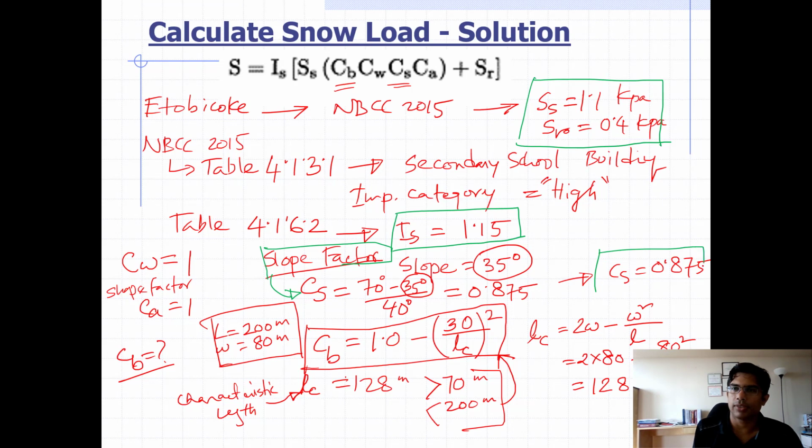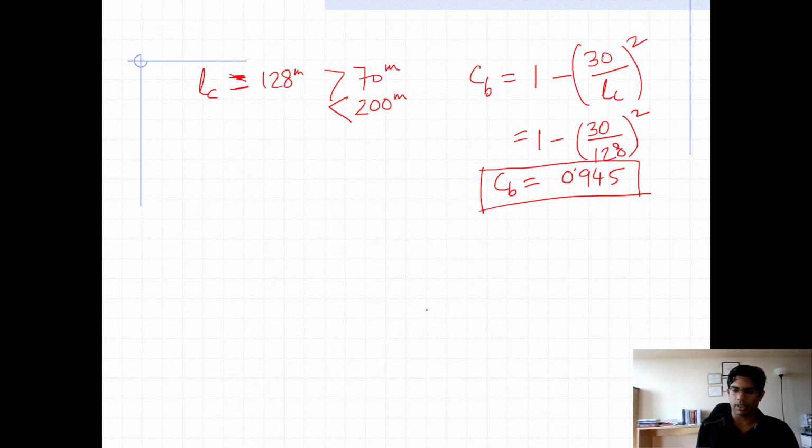We got this 0.875, and because nothing is given, we assume that it's regular. So because of regular, CW and CA are 1, and we calculated CB using this equation, 1 minus 30 by L by C squared, and 128 is used here. So if you go to the next slide, now we have all these parameters, and of course, we got the CV.